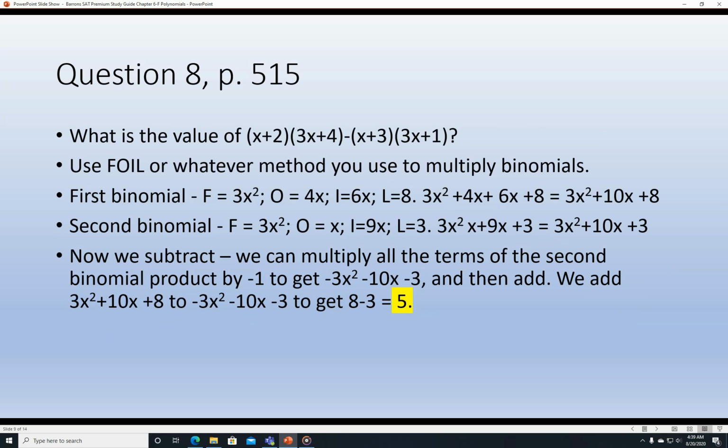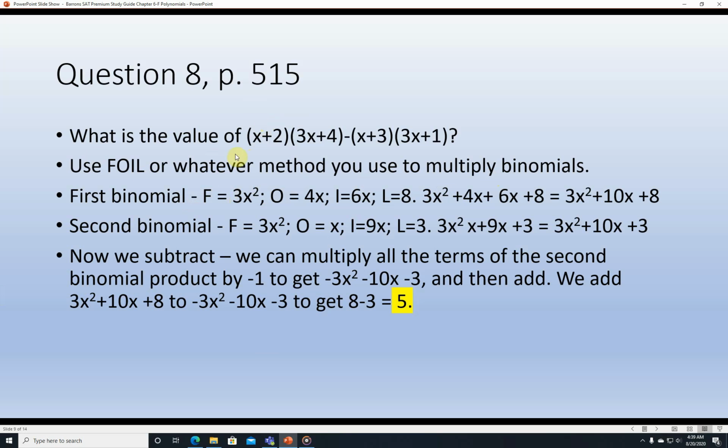Question 8, page 515. What is the value of x times (2 times 3x minus 4) minus (x plus 3) times (3x plus 1)? So you're going to use FOIL, the first, outer, inner, last method, or whatever method you use. I know there's super diamond and all sorts of different ways that you're supposed to do it. I learned FOIL, so this is easy for me.